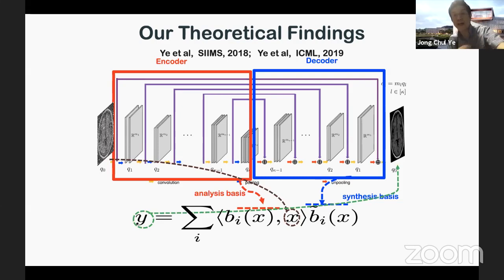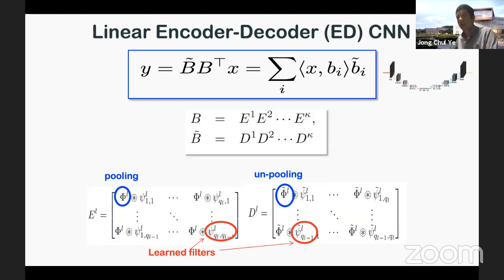So in fact, this is not a high-level description. We have a closed-form representation of the basis. For example, we start with the linear cases. So far we have discussed the linear cases. There are no nonlinearities in the network.